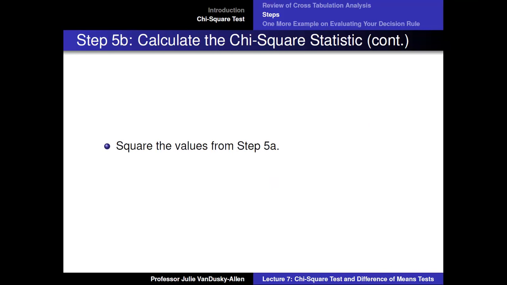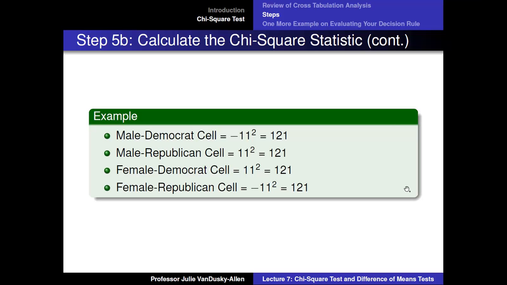The next step is squaring the values from step A. So for the male Democrat cell, you calculate negative 11 squared, or 121. For the male Republican cell, you calculate 11 squared, or 121. For the female Democrat cell, you calculate 11 squared, or 121. For the female Republican cell, you calculate negative 11 squared, or 121.